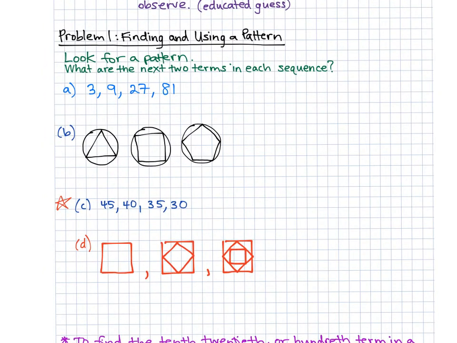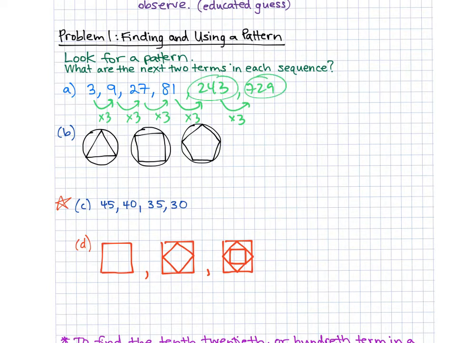In our first example, we have some numbers, 3, 9, 27, 81, and we need to use inductive reasoning to figure out what the next two terms would be. The pattern looks like times 3, times 3, times 3. So an educated guess using inductive reasoning would be that the next term is 81 times 3, which is 243. And the next term after that we would assume is times 3 based on this pattern, 729.